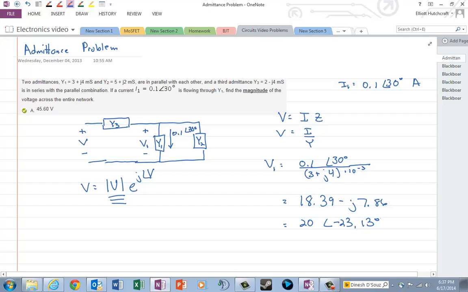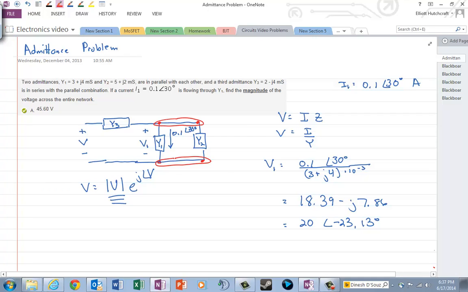Now look, once I know V1, I have these two nodes, which are the nodes for Y1, and notice that's the same two nodes for Y2. These two are connected by a bare wire, these two are connected by a bare wire, so it's the same node on the top and the same node on the bottom, so the voltage is the same. So that gives me the voltage across Y2.